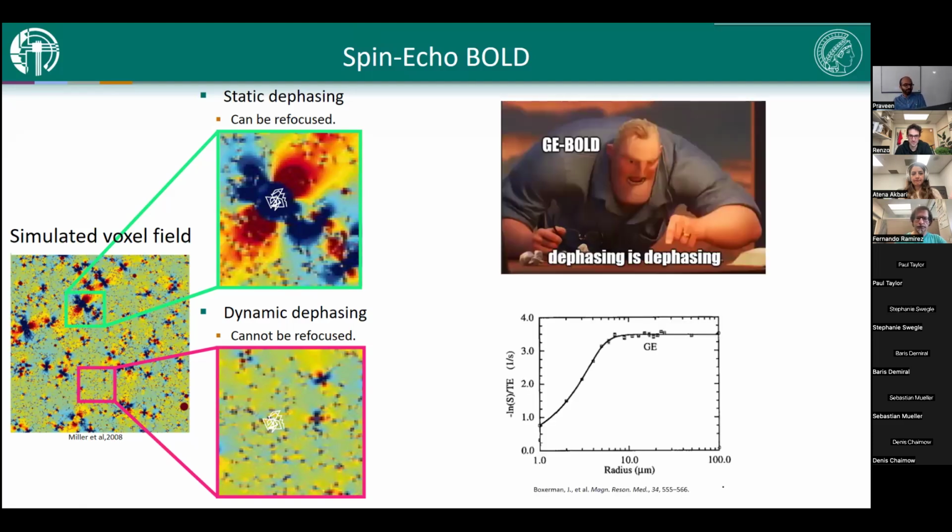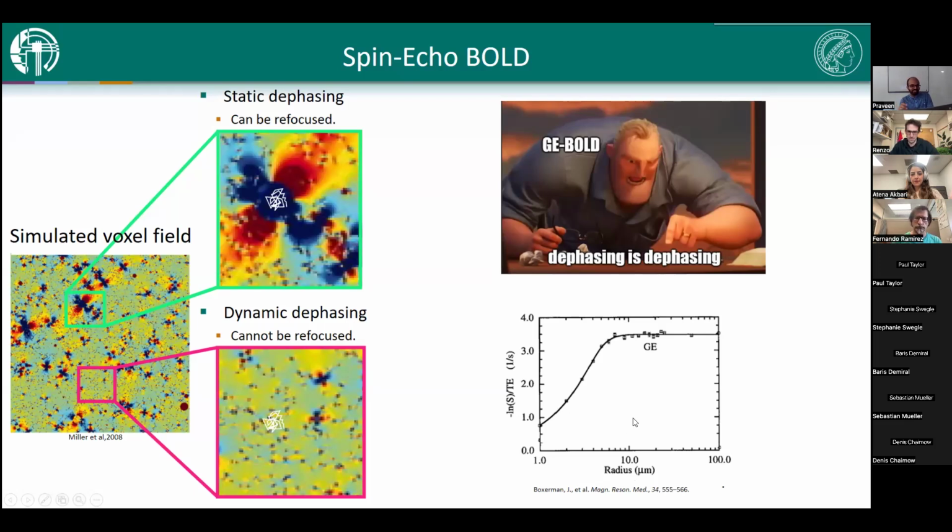So the gradient echo BOLD treats both dephasing the same. So the stronger dephasing gives a larger signal change, and the signal dephasing from the smaller vessel gives smaller signal change. So this is the response of the gradient echo BOLD with respect to vessel size, but here it's a sphere, I guess, from this paper.